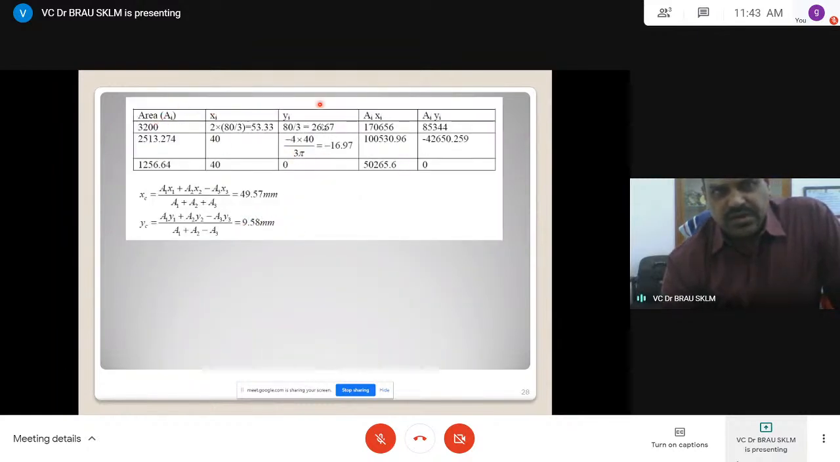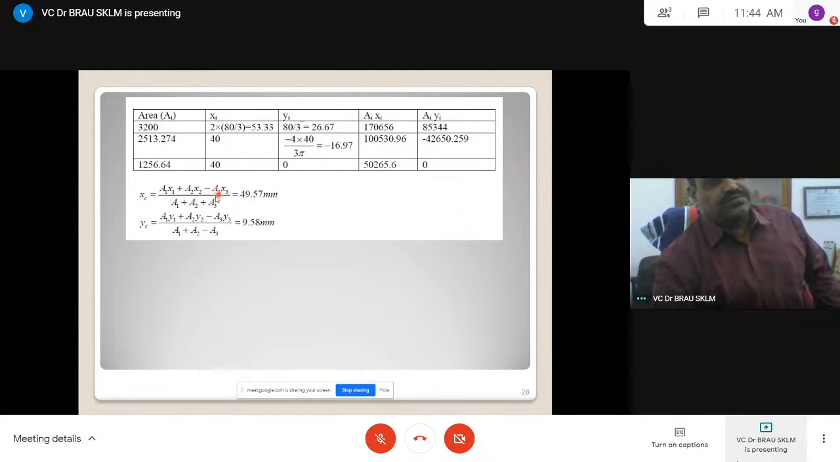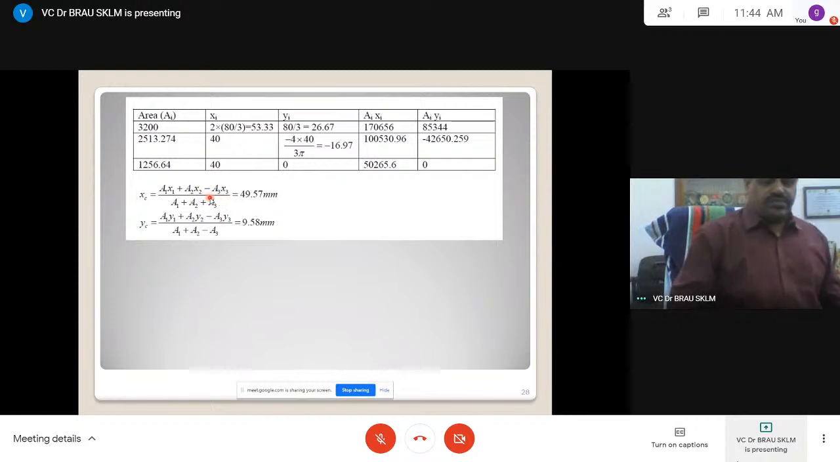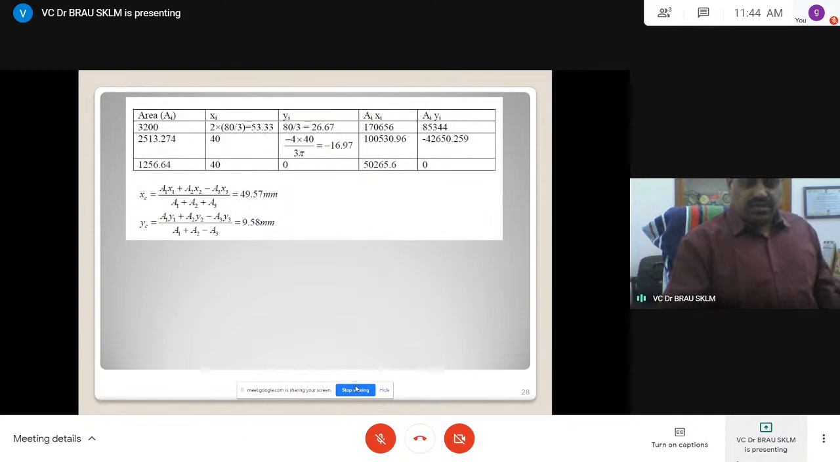Area into x1, area into y1 is this Ax1, Ay1. Now the summation of all this, because there are 3 areas. The semicircle is to be subtracted, otherwise it is the full circle. Now you can see the 3 areas and find out the expression.